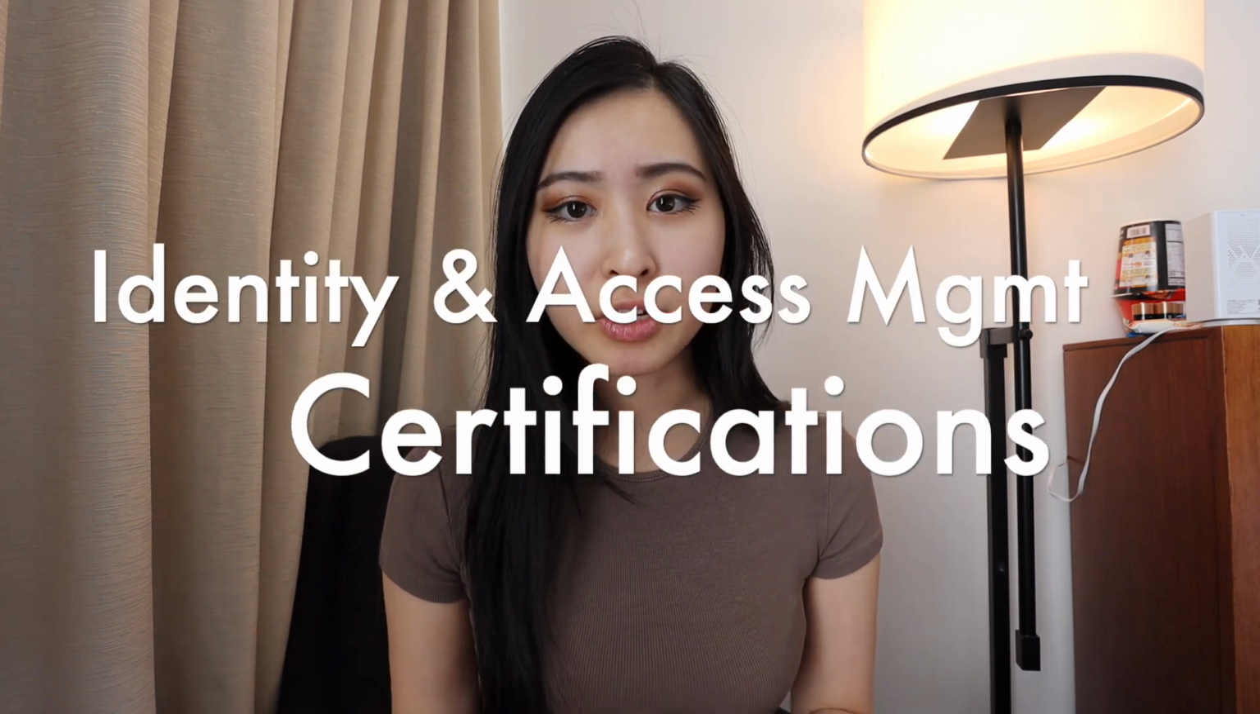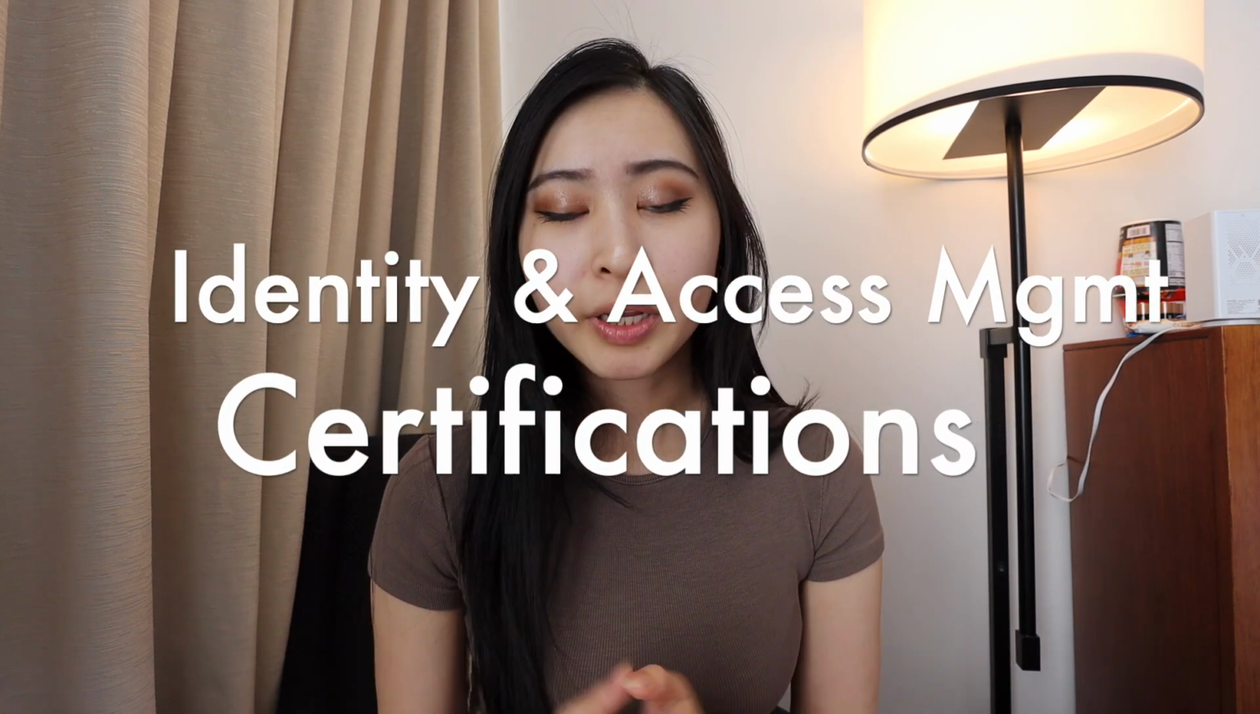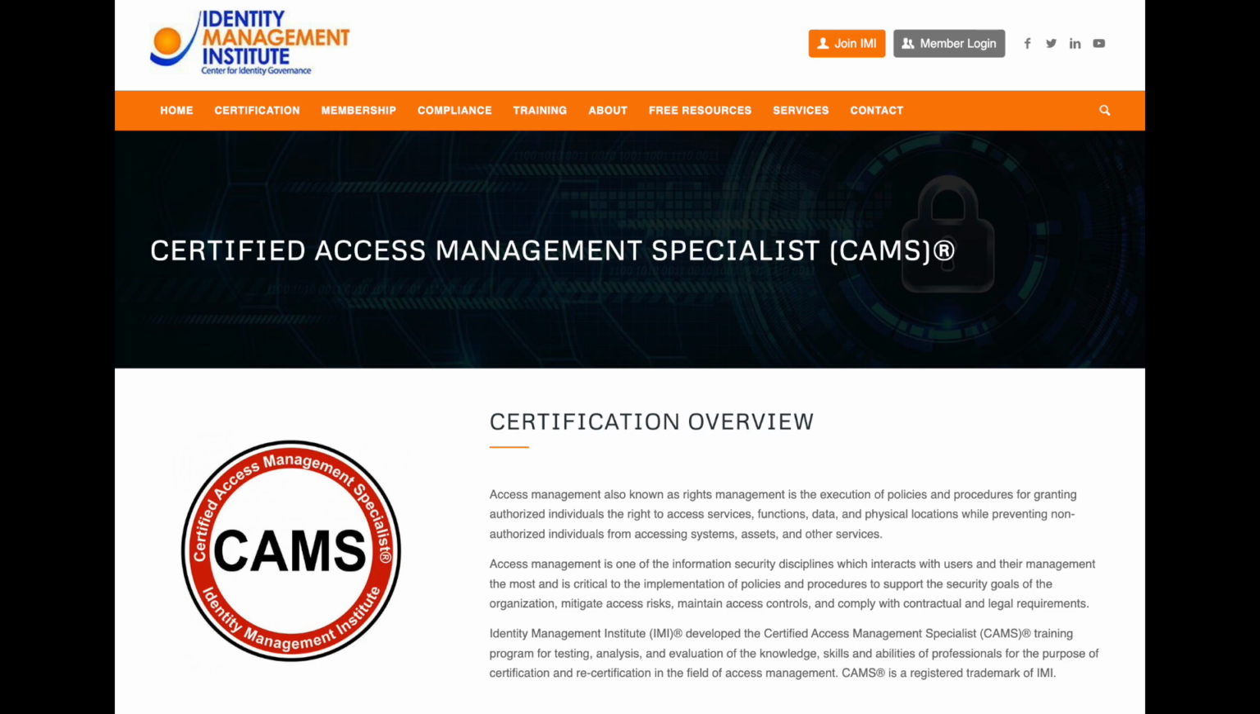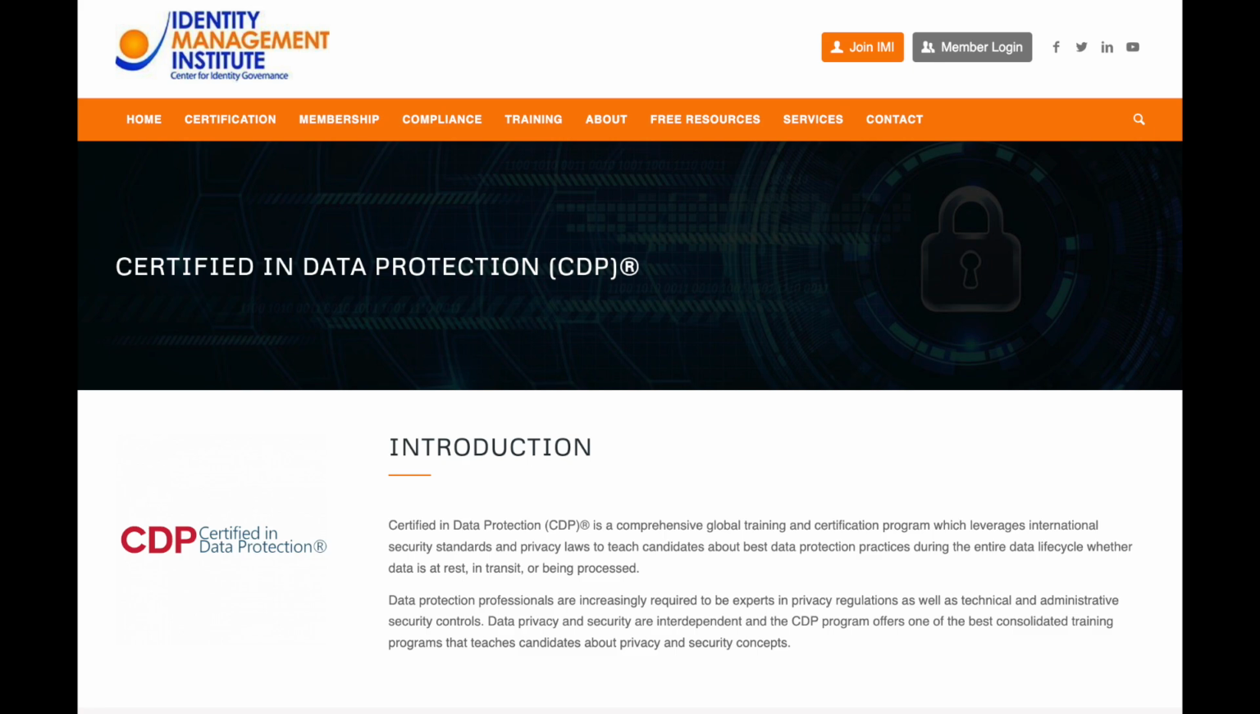So what kinds of certifications are out there for those of you who may be interested in going into a role that needs a strong foundation in IAM? The 3 certifications I recommend looking into are CIAM, the Certified Identity and Access Manager certification, the CAMS, the Certified Access Management Specialist, and the CDP, the certification in data protection.